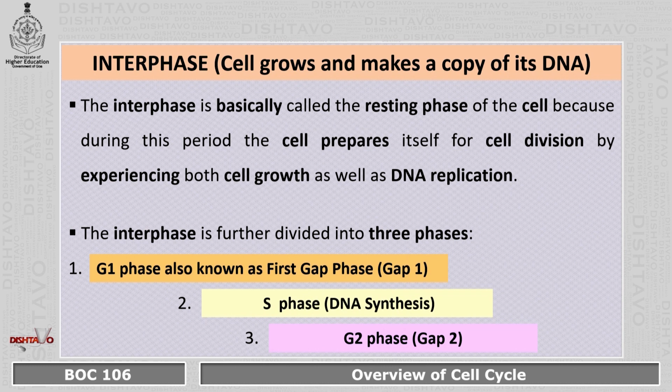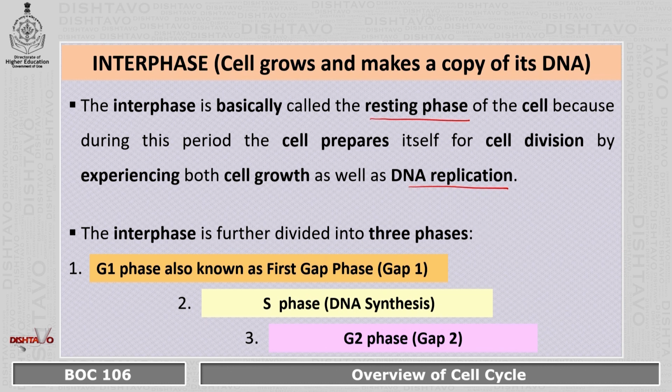Interphase is the phase in which the cell grows and makes a copy of its DNA. Interphase is basically called the resting phase of the cell because during this period the cell prepares itself for cell division by experiencing both cell growth as well as DNA replication. The interphase is further divided into three phases.